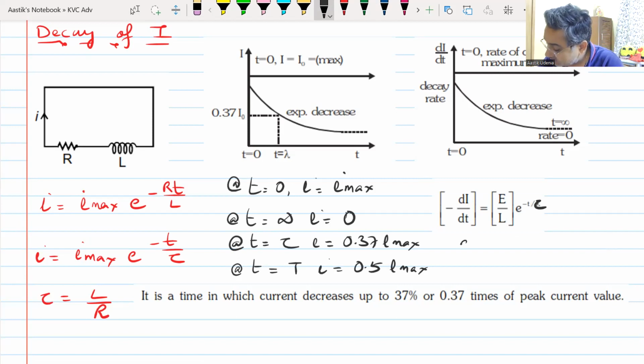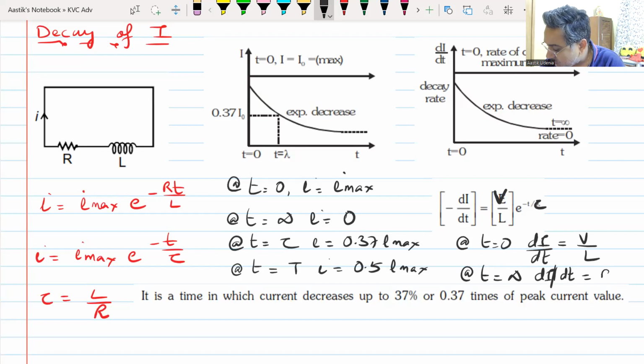At time t is equal to 0, di by dt is V by L. Let me write it as V by L. At time t is equal to infinity, your rate of change of current di by dt becomes equal to 0. Is everyone able to understand this? Yes, sir. Well done.